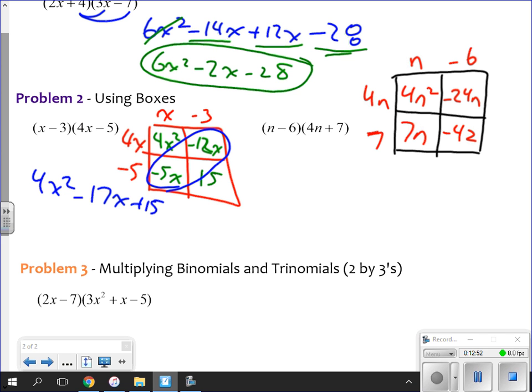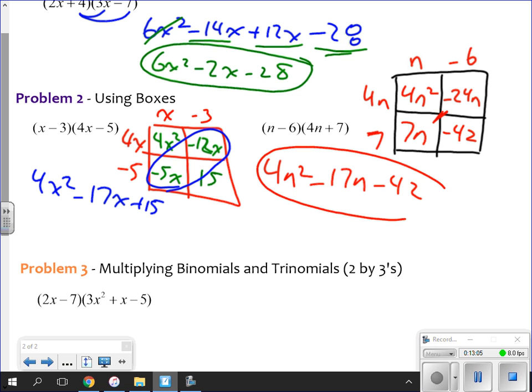And now I combine like terms. I have 4n squared. My diagonals are the same. Negative 24 plus 7 gives me negative 17n minus 42.